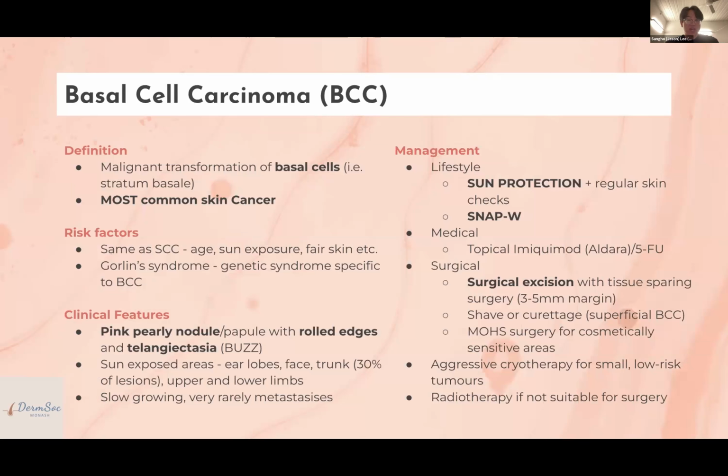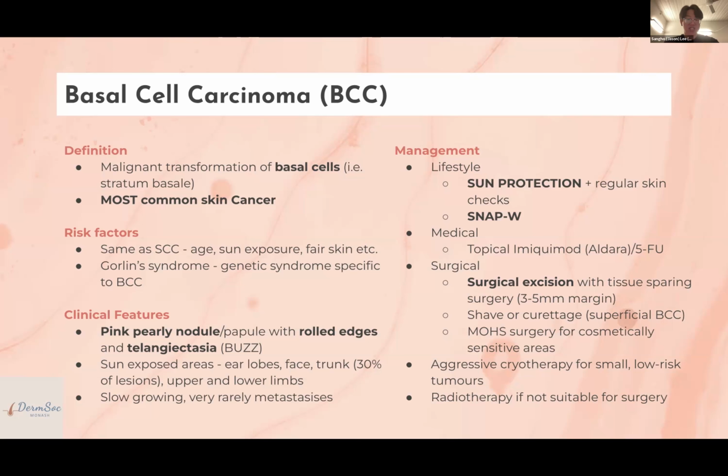Next up is the basal cell carcinoma. So these are the cancers that arise from the basal layer. So if we remember, the epidermis has 5 different layers. So these arise from the deeper innermost part of the epidermis in the basal layer. And it's the most common skin cancer.